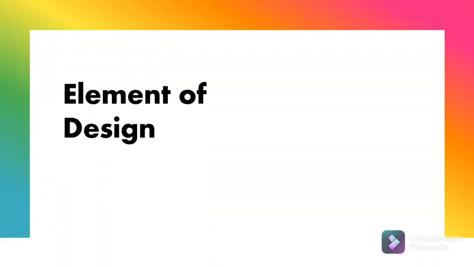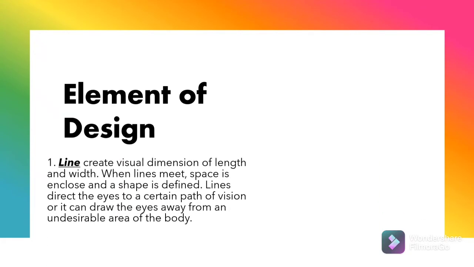Elements of design. Lines create visual dimension of length and width. When the lines meet, the space is enclosed and a shape is defined. Lines direct the eyes to a certain path of vision or can draw the eyes away from an undesirable area of the body.